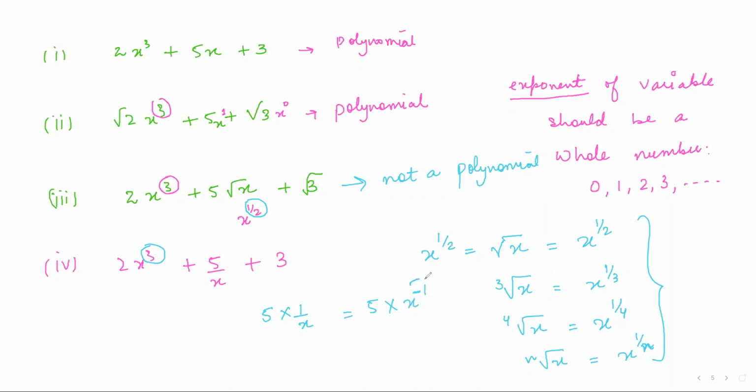So again, this minus 1 is not a whole number. It's a negative integer, but not a whole number. So this is again not a polynomial. So you can note these 4 examples, so that will give you a clear picture.